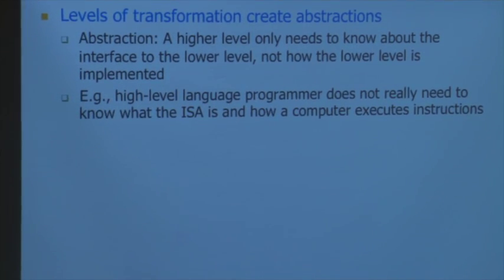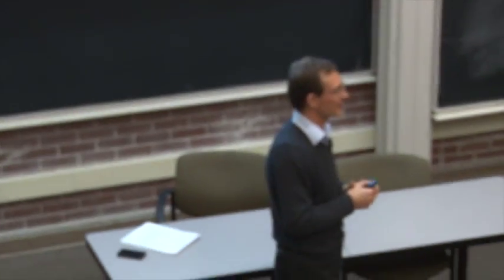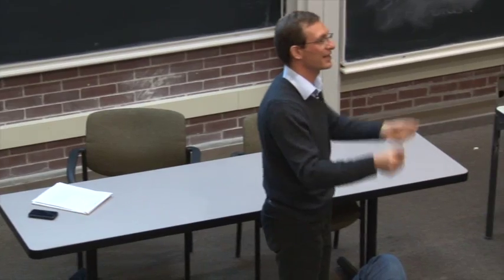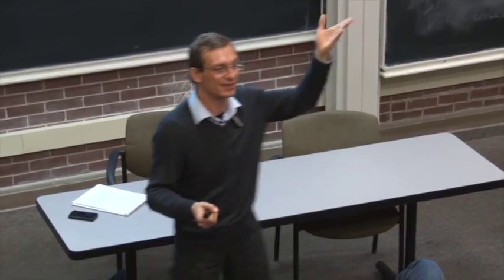And they may not even need to know what an instruction is. You write a program in a very high-level language. You just say, add this to the list, add an element to the list. That has no concept of instruction, really. So at that level, you have this abstraction.